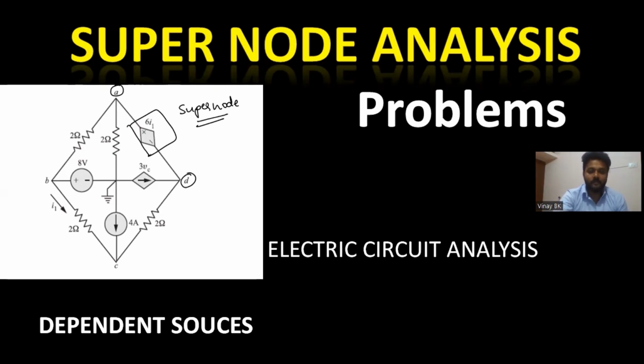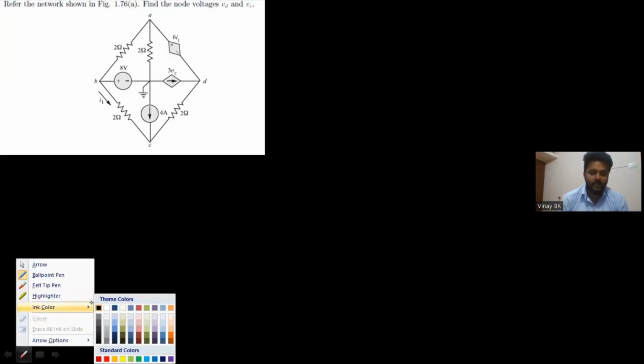That's the problem. Refer to the network shown below. Find the node voltages VD and VC. You need to find the values of VD and VC. So before that, mark the nodes. They are already marked: A, B, C, D. Those are the major nodes. And they have also given the reference node, V reference.